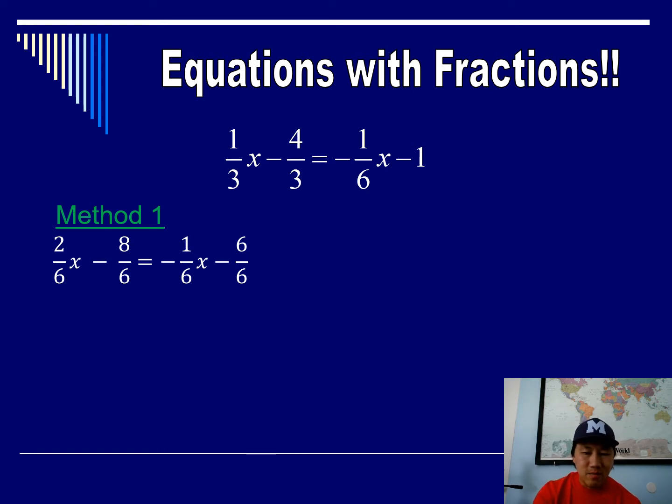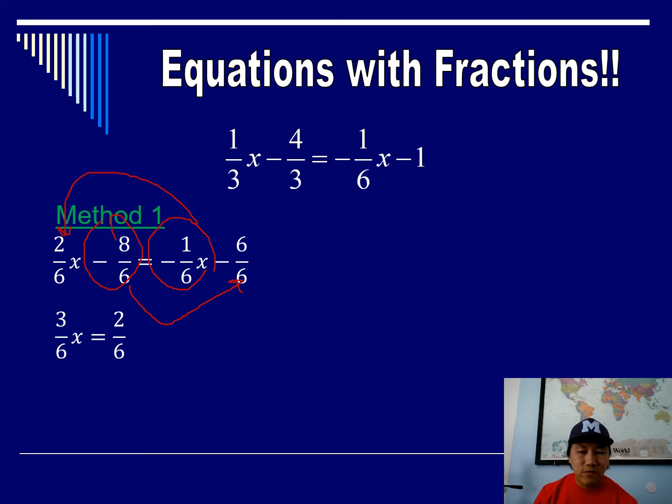We can go ahead and move things around by bringing the x's all on one side and then bringing the numbers without the x's to the other side. And there we have it. 3 over 6x is equal to 2 over 6. To solve this, you're going to go ahead and just cross multiply.